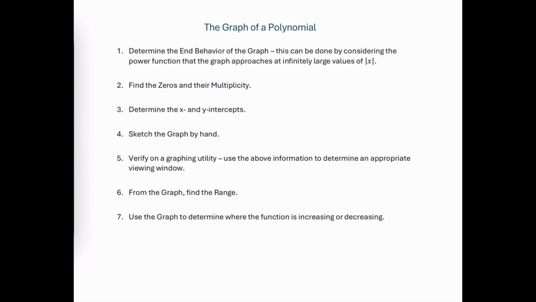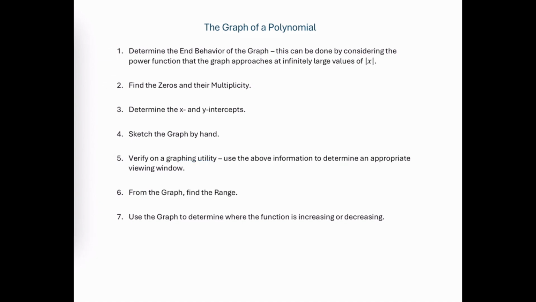To graph a polynomial function by hand, we'll start by determining the end behavior of the graph, which can be done by considering the power function that the graph resembles at infinitely large values of x. We'll find the zeros and multiplicity, and determine whether the graph crosses or touches the x-axis. We'll plot those x-intercepts and also determine the y-intercept. We'll then get a rough sketch of the graph by hand and then check our answer using a graphing calculator.